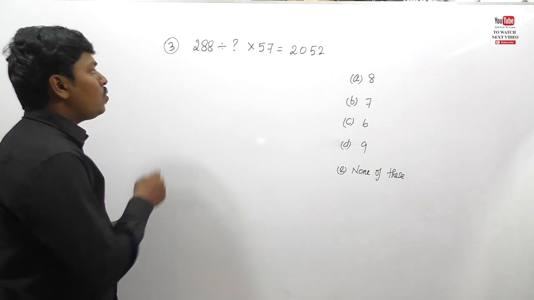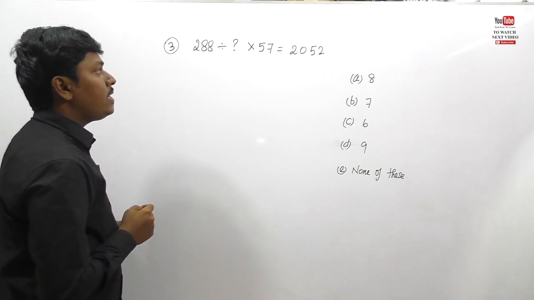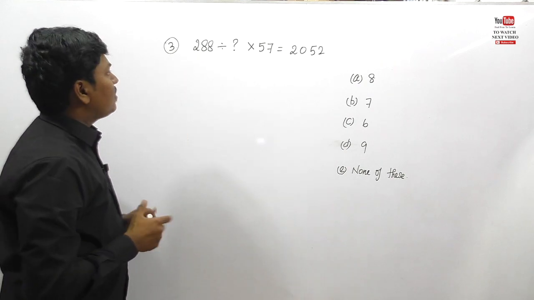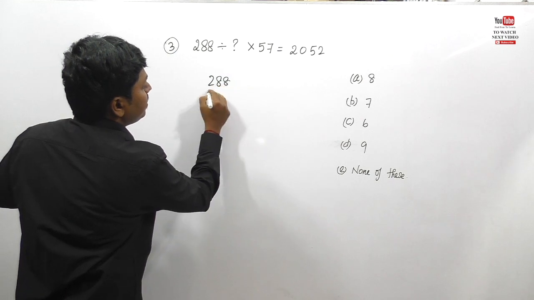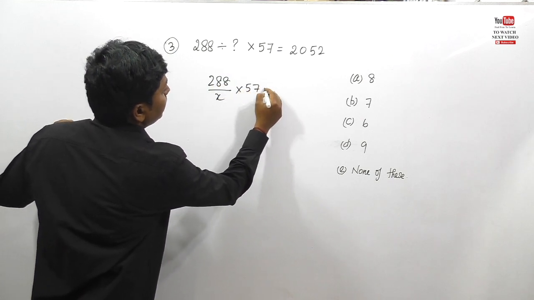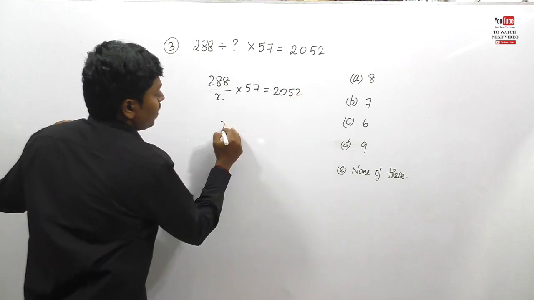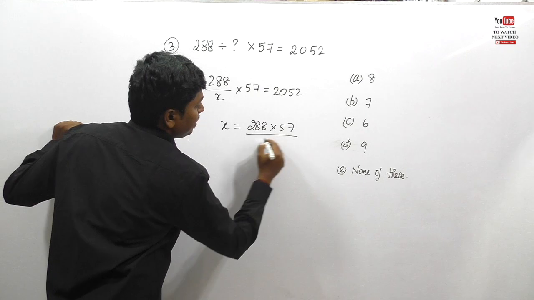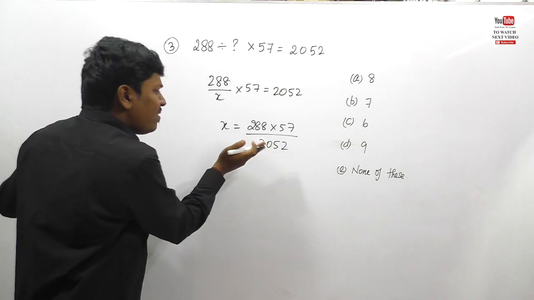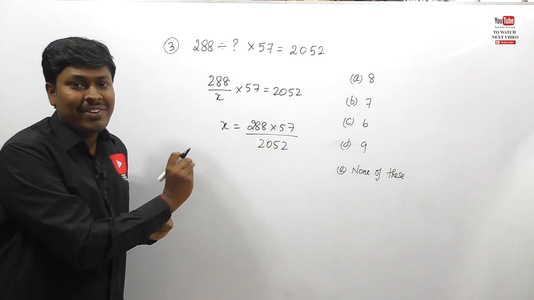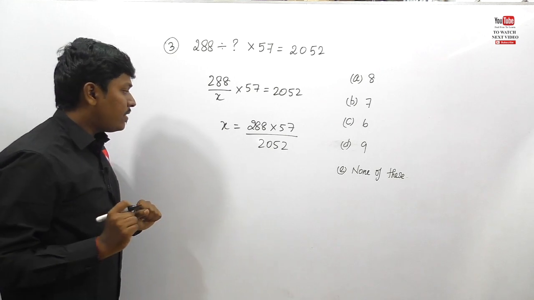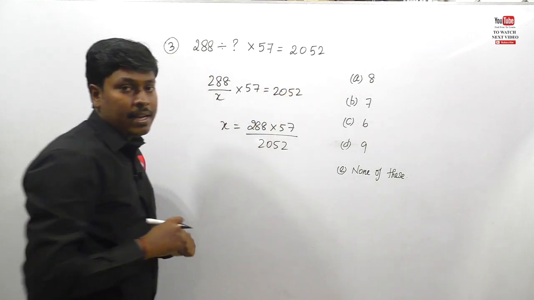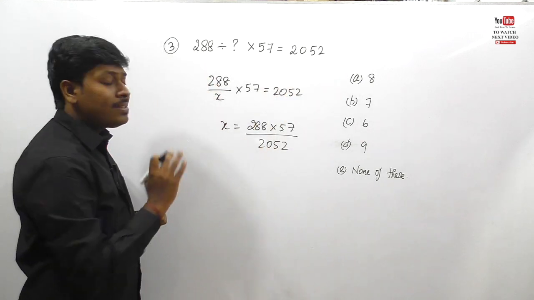Question number 3. 288 divided by question mark into 57 is equal to 2052. So friends, this can be written as 288 divided by x into 57 is equal to 2052. So x is equal to, friends, listen carefully, 288 into 57 divided by 2052. Solving until this will definitely take you only 5 seconds, right? And by seeing this step, I can directly go for option A. 8 is the answer.